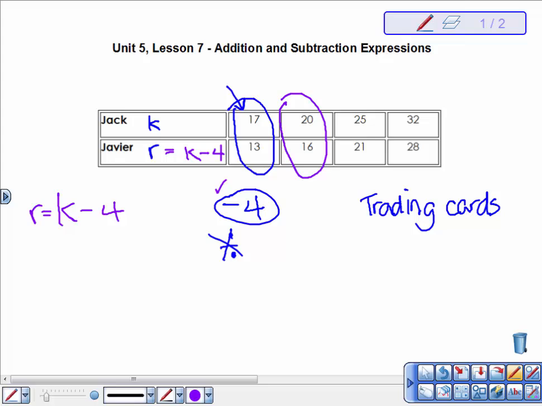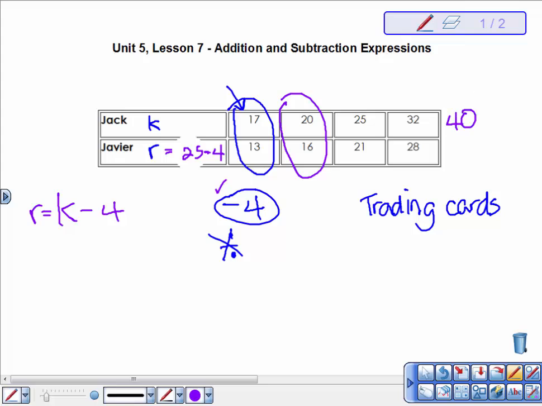Basically, what I'm saying is that whatever Jack has, if I subtract 4 from that, K minus 4, that gives me Javier. So for instance, if Jack has 25, I just erase the K and put down 25. Then whatever Javier has would be 25 minus 4, which gives me 21. So it's really not that fancy, and it's really not that difficult to figure out how to apply these rules. It's actually really easy. So all we need to do now is apply our rule to extend our table. So let's figure out, what if Jack had 40 cards?